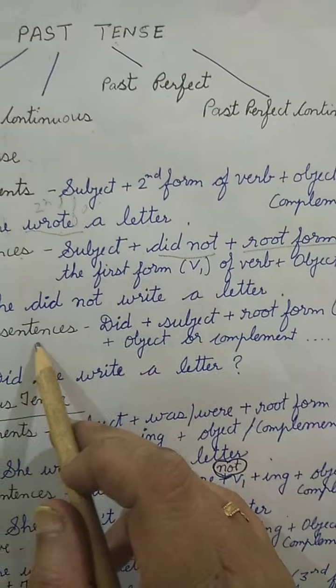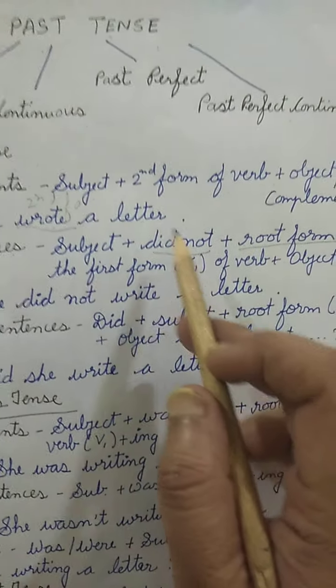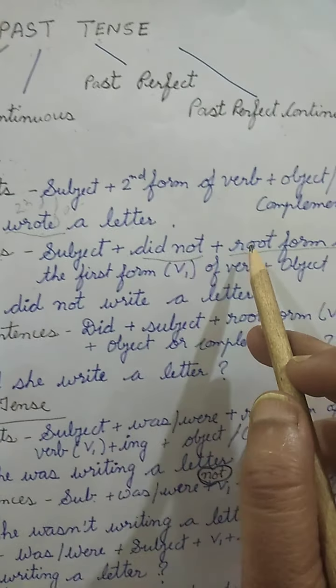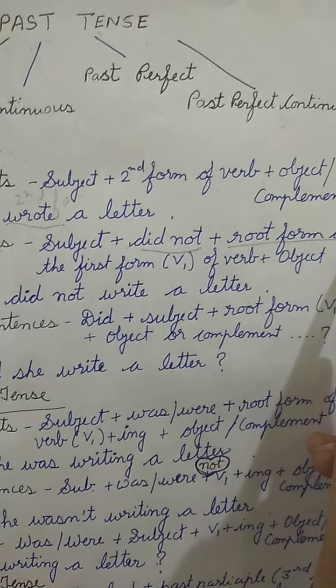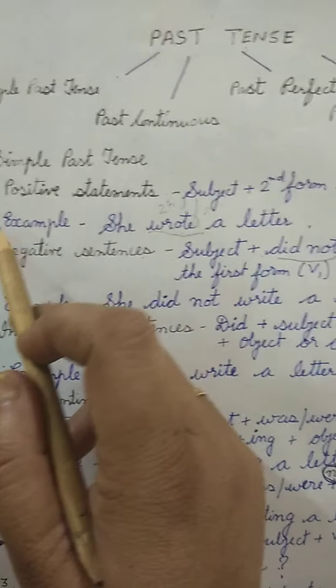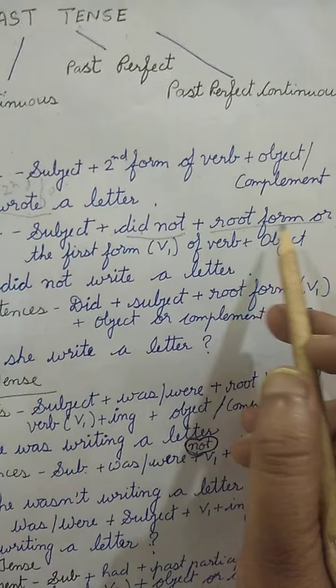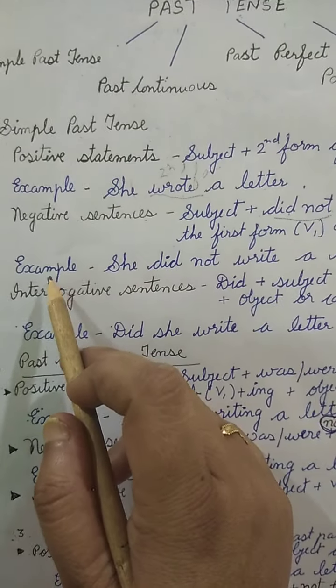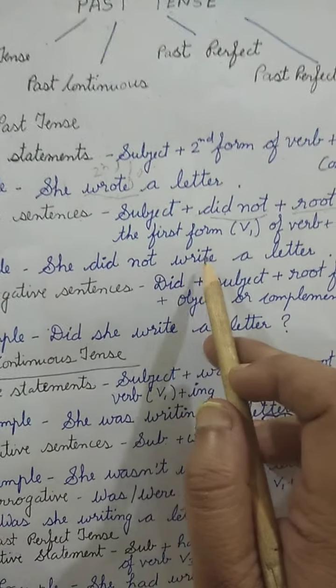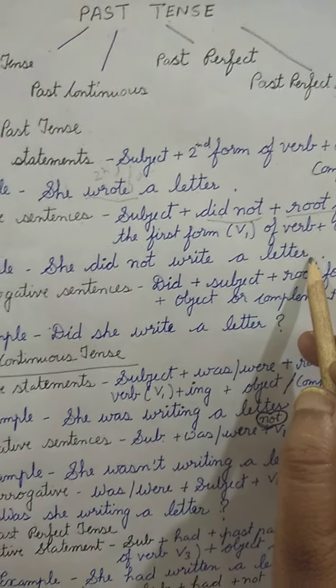It is very important to note down that with did, we use the root form of verb. Though the sentence is in past tense, but with did, we write the root form. Example, she did not write a letter.